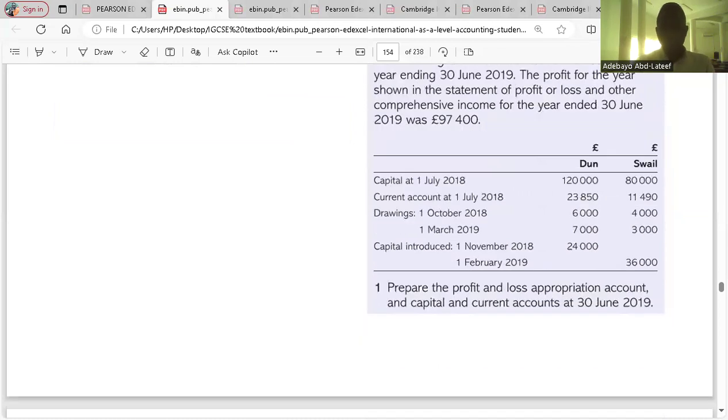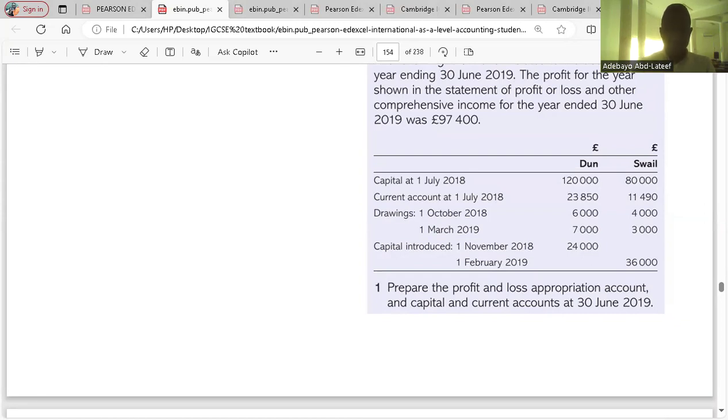So the capital for Don, we have to put the capital together. We have capital for Don, which is 120,000, and capital introduced for Don is 24,000. So the total capital for Don is 144,000, and for Swale we have 116,000, which is 80,000 plus 36,000. So the total capital injected by Swale is 116,000. So we need to find the interest on capital.